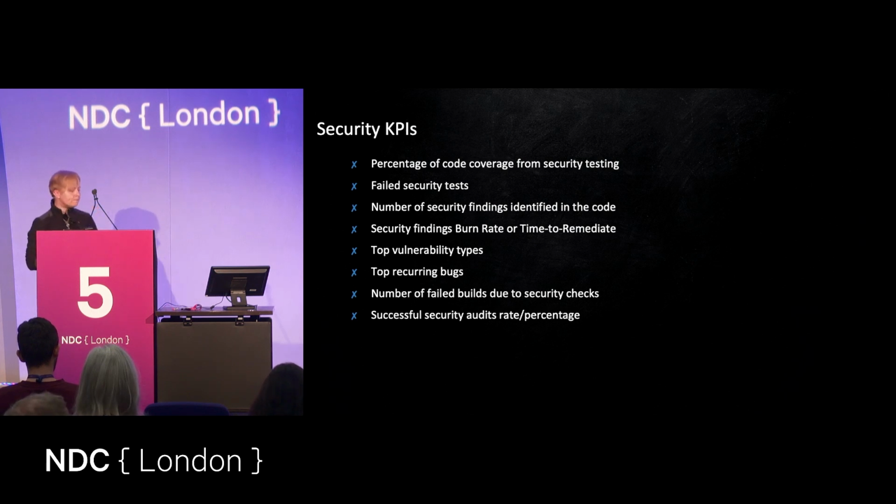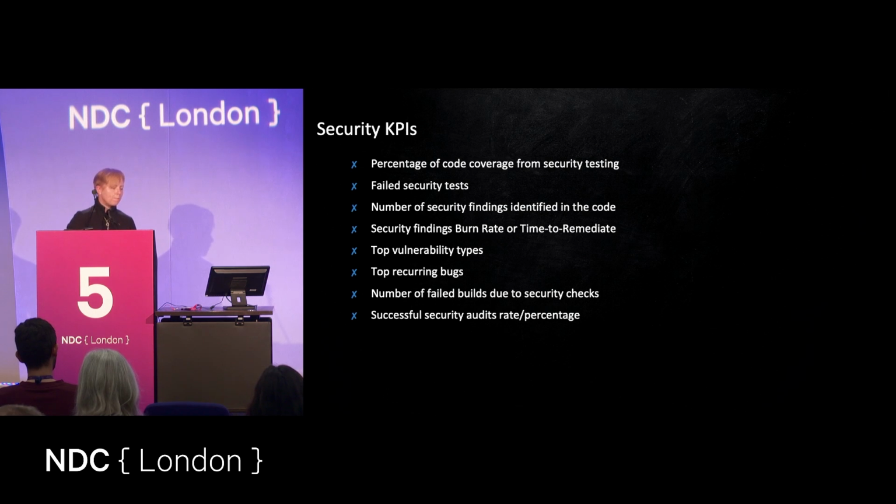This is the list I would usually suggest to look into. I'm not suggesting to start with all of them. It's just inspirational, but if you would ask what are the three of them, I would say top vulnerability types, top recurring bugs, and number of security findings identified in the code as well. These are pretty neutral and good to start.